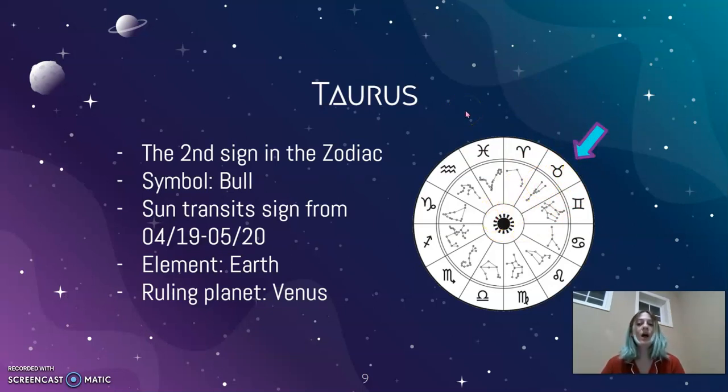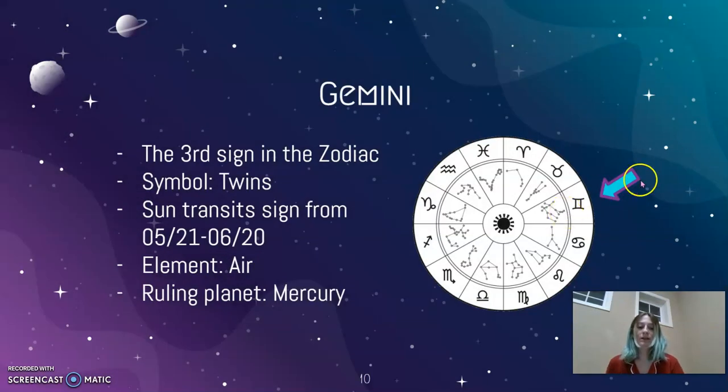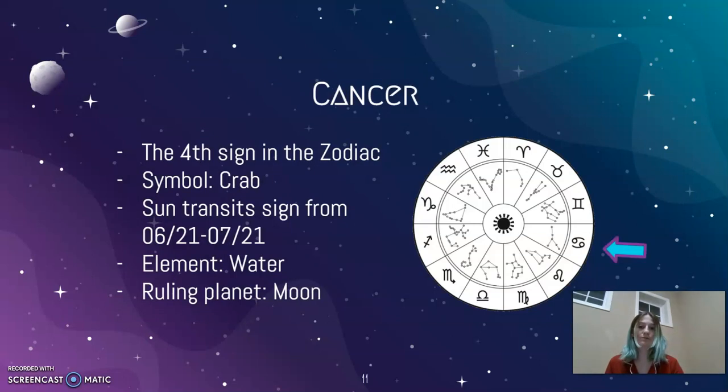The symbol is bull. The sign transits the sun April 19th to May 20th. The element is Earth and the ruling planet is Venus. Gemini, right here. Third sign in the zodiac. Symbol is twins. Sun transits May 21st to June 20th. The element is air. Ruling planet is Mercury. Cancer, fourth sign in the zodiac.